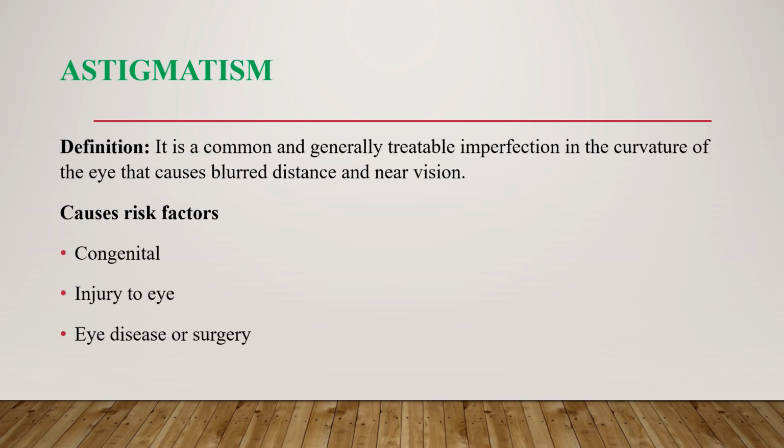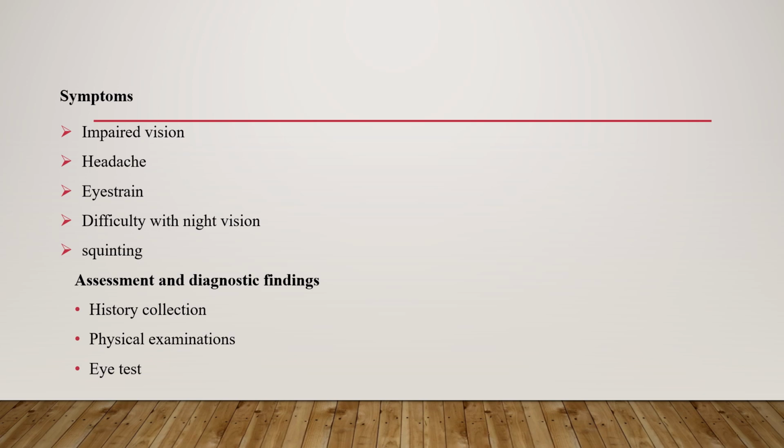Astigmatism. It is a common and generally treatable imperfection in the curvature of the eye that causes blurred distance and near vision. What are the causes and risk factors? Congenital, injury or trauma to the eye, diseases or surgery. Symptoms: impaired vision, headache, eye strain, difficulty with night vision, squinting. Assessment and diagnostic findings: history collection, physical examination, eye test.